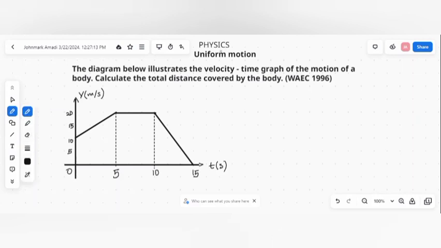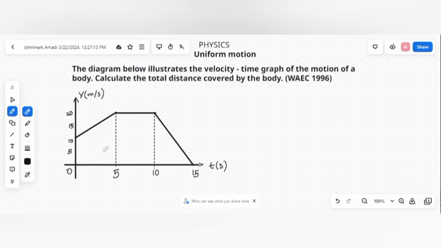Welcome. This is physics under uniform motion. Let's look at this question from WAEC 1996. The question goes: the diagram below illustrates the velocity time graph of the motion of a body. Calculate the total distance covered by the body. So this is the diagram they're talking about. This is the diagram that represents the uniform motion of a body. So we are to calculate the total distance covered by the body.